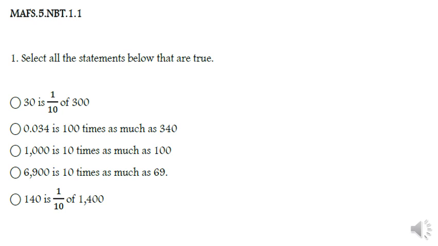Okay, the first one, select all statements below that are true. The first one says 30 is 1/10 of 300. Now, first off, we know that this is a smaller number. 30 is smaller than 300. So it would have to be a fractional amount of 300. And you can see if we put 30 and here's 300, the 3's are one place value away, which would be either 10 or 1/10. So definitely 30 is 1/10 of 300.